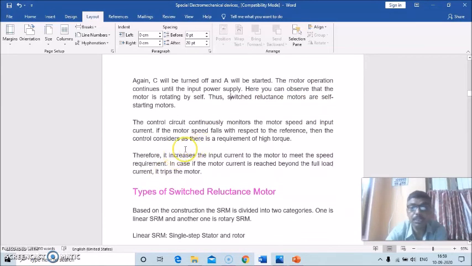The control circuit continuously monitors the motor speed and input current, and if the motor speed falls with respect to the reference, the control considers that there is a requirement of high torque. So it increases the input current to the motor to meet the speed requirement, and in case the motor current reaches beyond the full load current, it trips the motor.